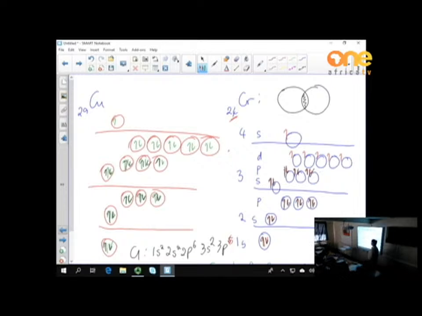Then there will be one open. 18, no, sorry. It will fill up till there because that's 18, and then it will go there, 19.